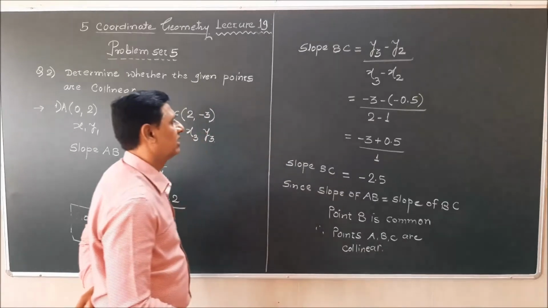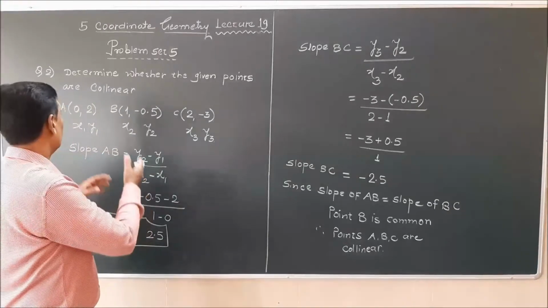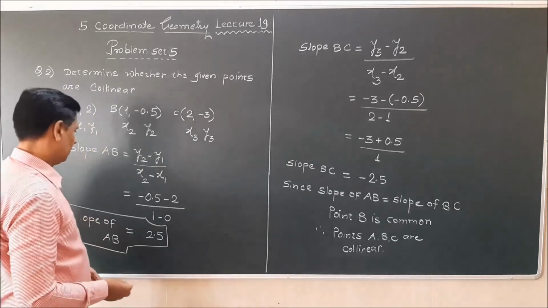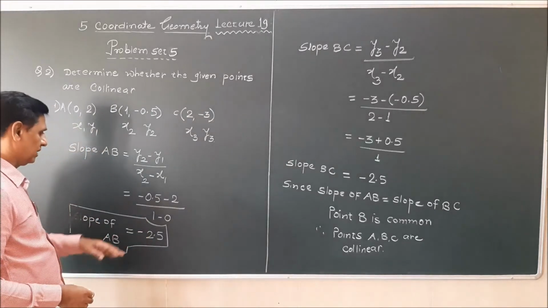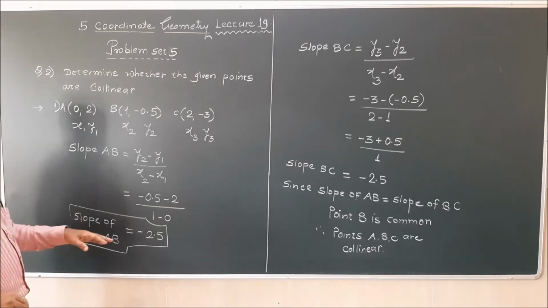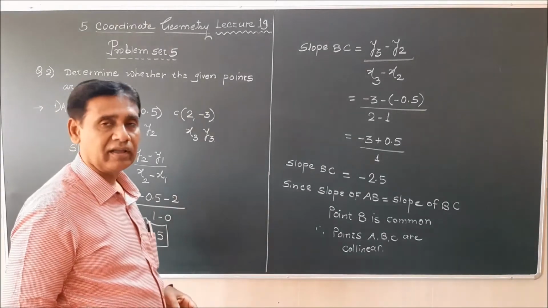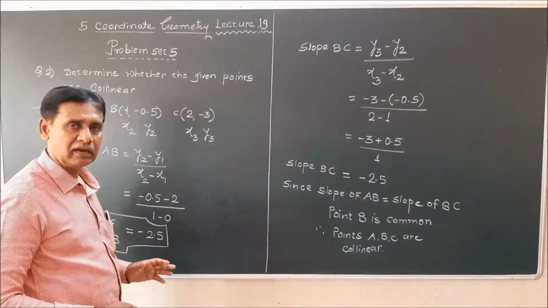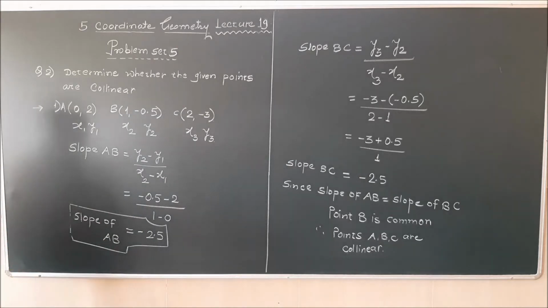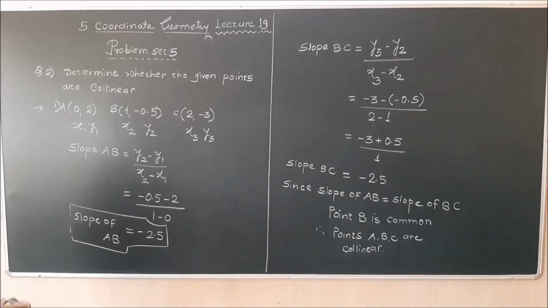So this is how you will find. We are going to use the slope formula. We find out the slope of AB. We got it as 2.5, minus 2.5. Sorry, I forgot to place the minus sign. So slope of AB is minus 2.5. We also got slope of BC as minus 2.5, and B is a common point, and therefore you will get points A, B, C are collinear. So this is how we got the points A, B, C as collinear.